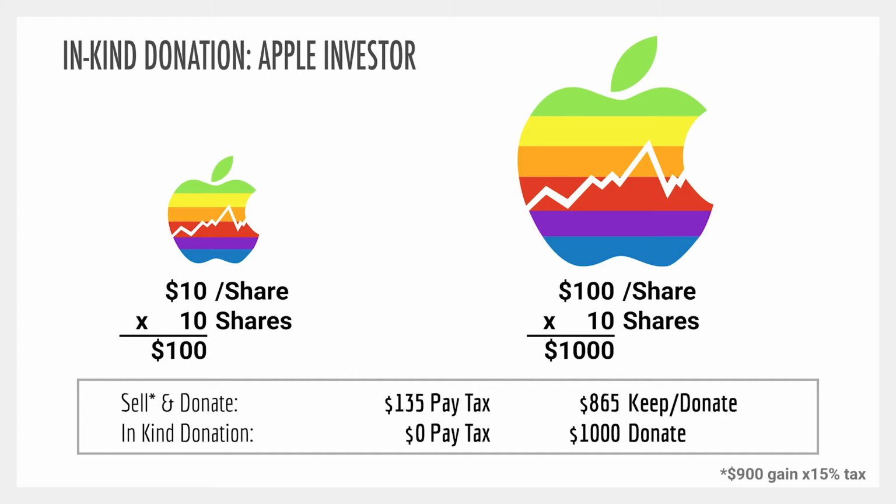If the investor were to sell these 10 shares, he would pay a long-term capital gains tax on the $90 per share of growth. If the investor were to then donate the 10 shares, he would get an itemized deduction of $1,000 and permanently avoid paying the long-term capital gains tax on the growth.